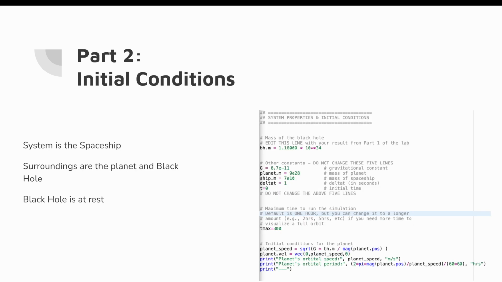Here are our initial conditions for the second part of this experiment. The system is our spaceship, and the surroundings are the planet and our black hole. Our black hole is at rest, and we can see the mass of our black hole has changed over, and the mass of our planet is 9 times 10 to the 20th kilograms. Our time step is 1 second.